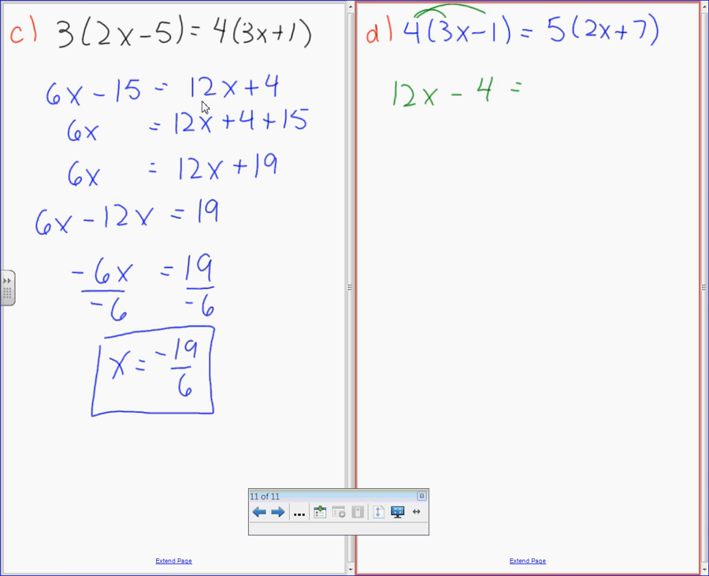Maya, do the right-hand side for me, please. 5 times 2x, so 10x. And 5 times 7x, which is 35x. Excellent, wonderful, tremendous.